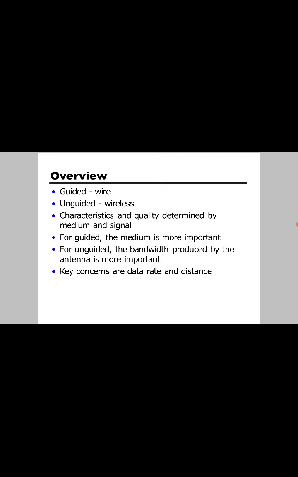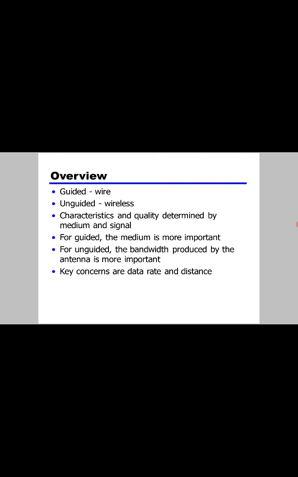like satellites. Characteristics and quality are determined by the medium and signal. For guided, that is wired or cabled media, the medium is more important. For unguided, that is wireless, the bandwidth produced by the antenna is more important. Key concerns are data rate and distance. So transmission media are of two types: guided and unguided. Guided means wired, by using cables. Unguided means wireless, by using some satellites.